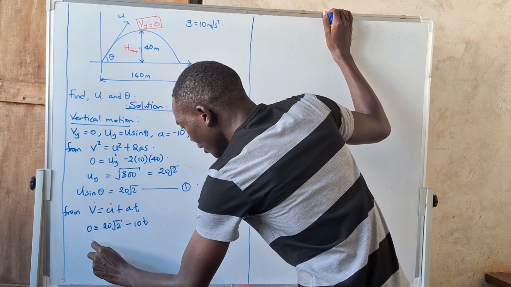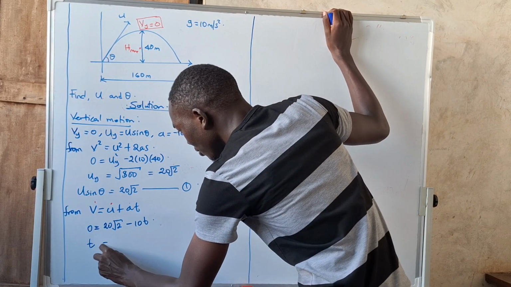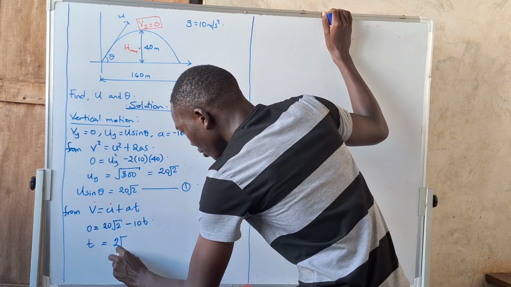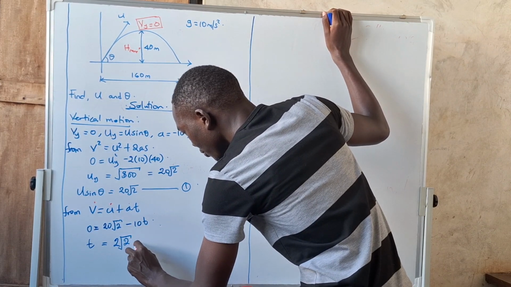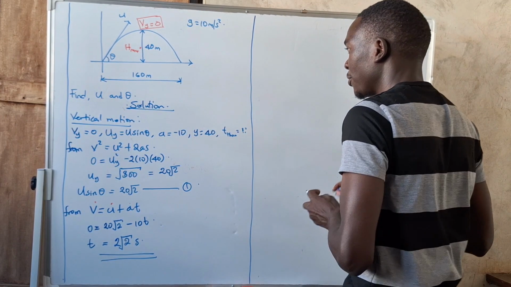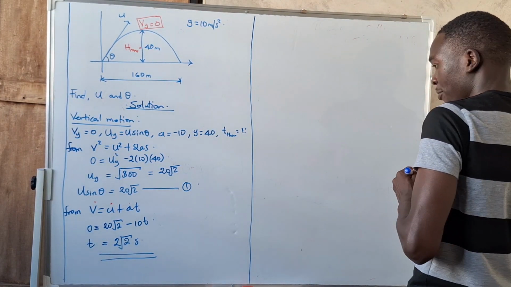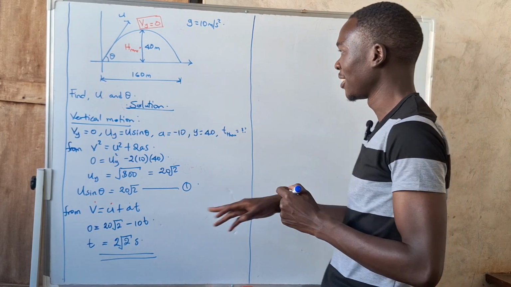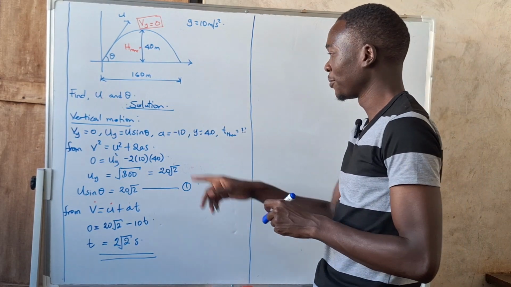So I hope you can see it clearly that our time t, after dividing, is equal to 2 root of 2 seconds. So that is our time, first of all. That is one of the things they ask: the time taken to reach maximum height.